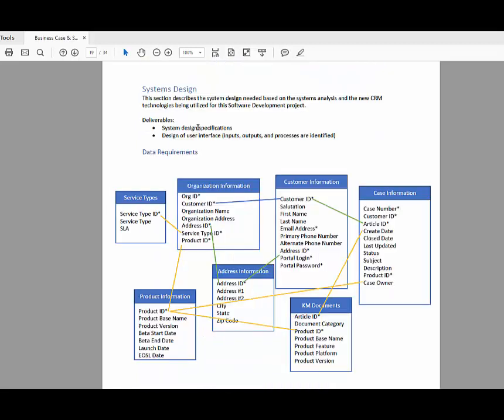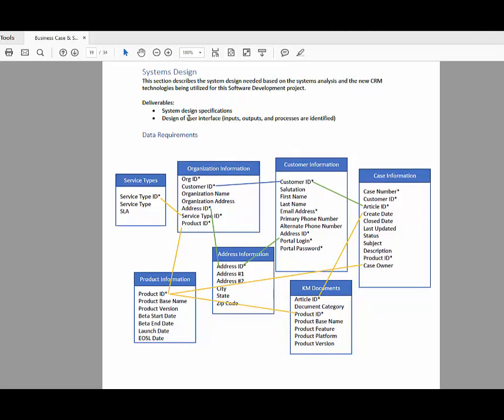When you get to systems design, this is essentially where you will be documenting everything that an IT developer needs to have or knowledge they need to know when they're building a solution for a user. So in this business case, we did do a high-level data requirements mapping to know all of the different pieces of information that we needed to have and how they all linked together.